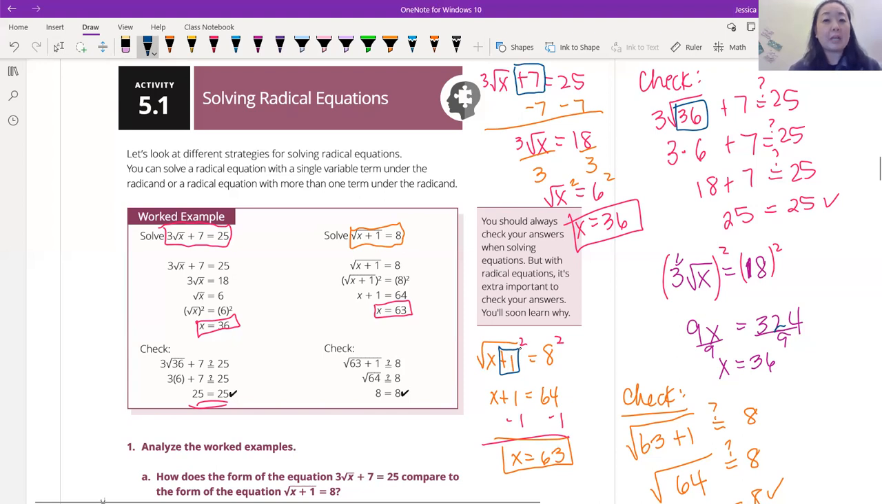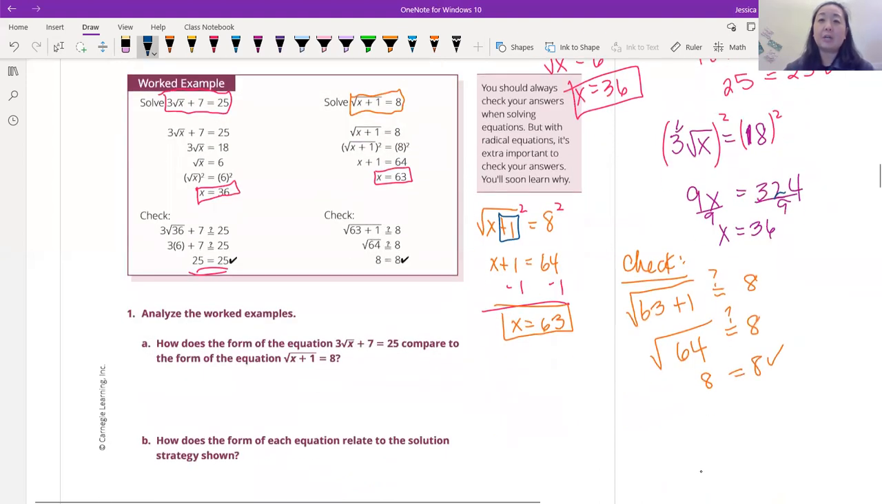Okay, so we got to get rid of that square root first in order to deal with the plus 1. Think of them like parentheses, right? So that's why we square first here. And then once we get that, we get x plus 1 is equal to 64, right? Because 8 squared, 8 times 8, is 64. Then we subtract the 1 and we get the answer of 63.